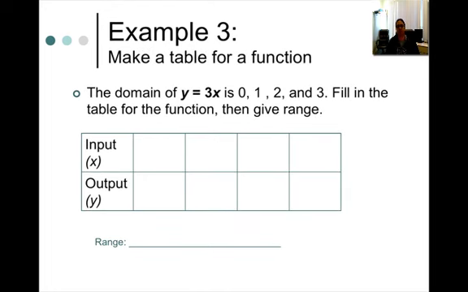Example number three, make a table for a function. Remember that the domain equals input equals x values. So in the input row, write in the values 0, 1, 2, and 3. To find the output values, you substitute each input value for x into the function. These new values will be your corresponding output or range values, 0, 3, 6, and 9.